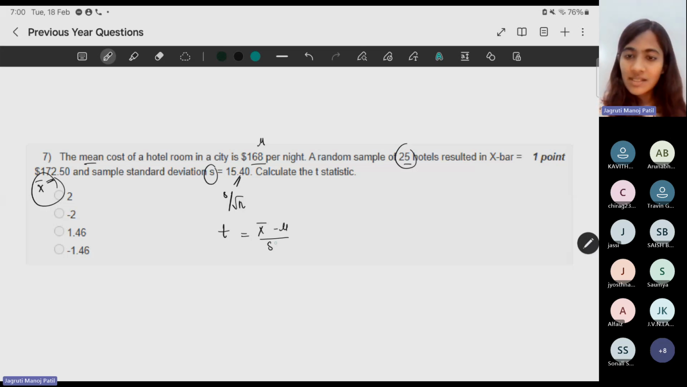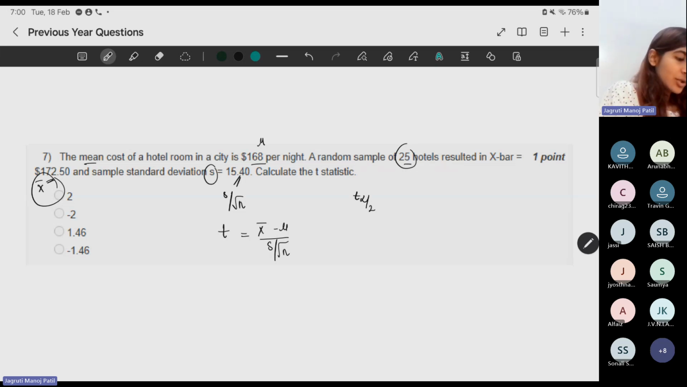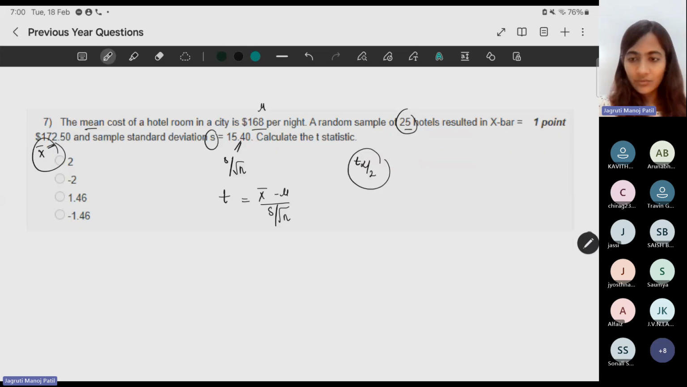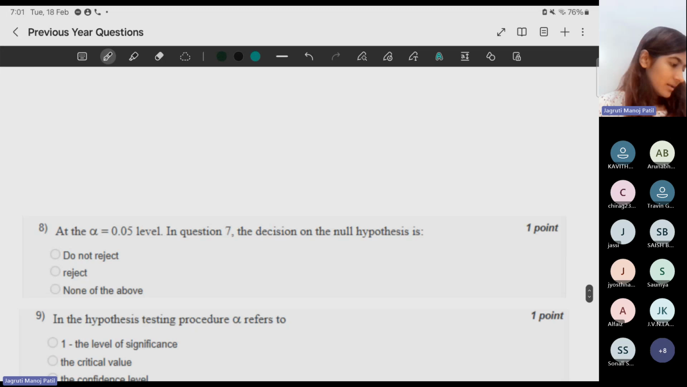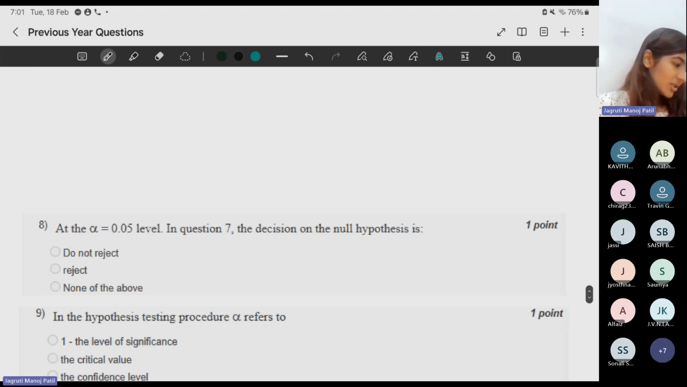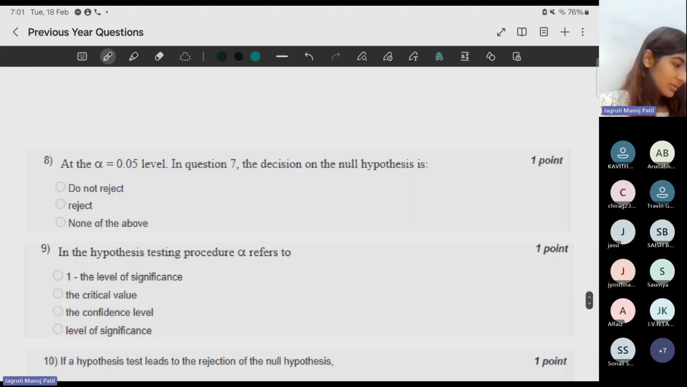Now, if they haven't said anything, let's just assume it's a 95% confidence interval, and you compute this T alpha by 2 accordingly. And you see whether the value that you compute for the data is greater than or less than it. Okay, so you compute the T statistic for it. What is the decision on the null hypothesis? So that you'll know. Okay.